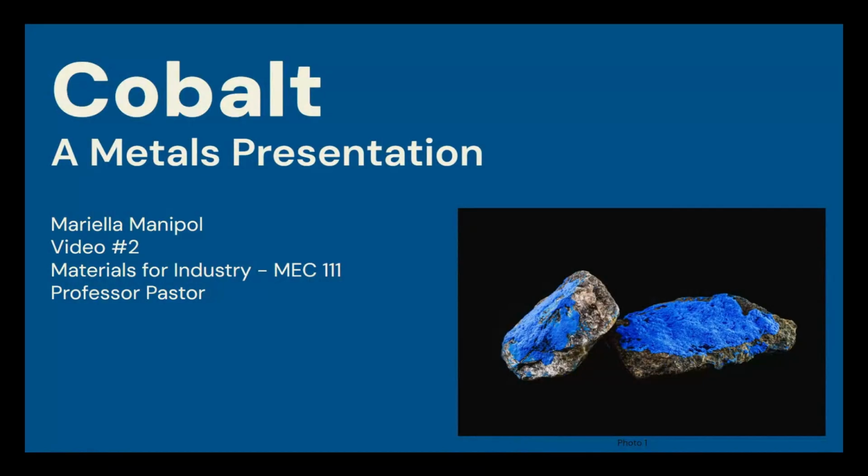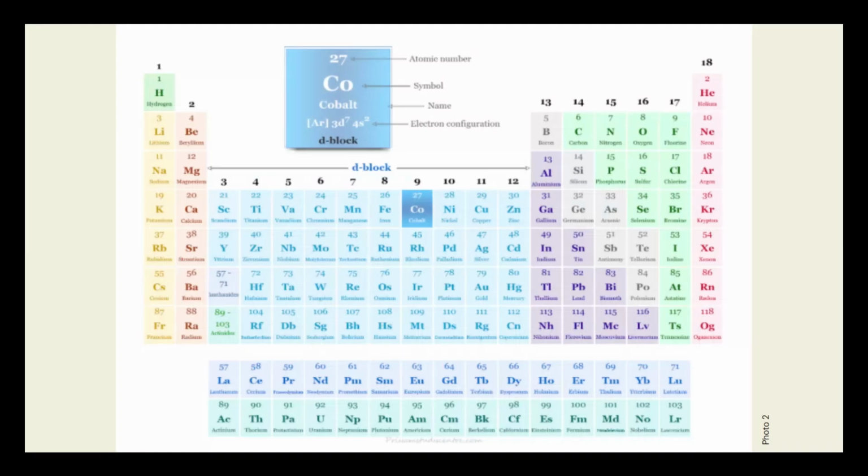Today I will be doing my presentation on cobalt. So this is where cobalt would be on the periodic table. As we can see, it has an atomic number of 27. The symbol is Co. The name is cobalt, and there's the electron configuration.